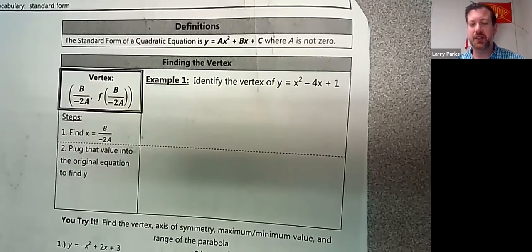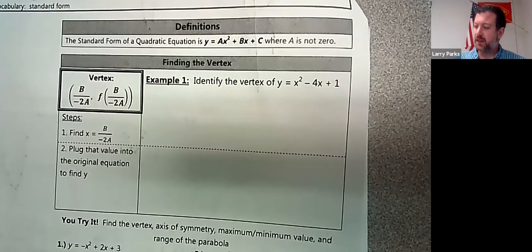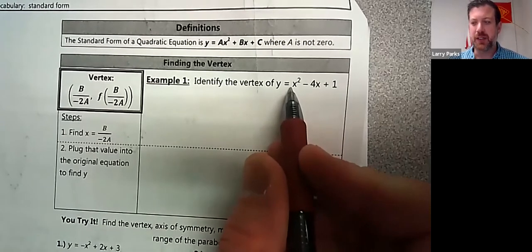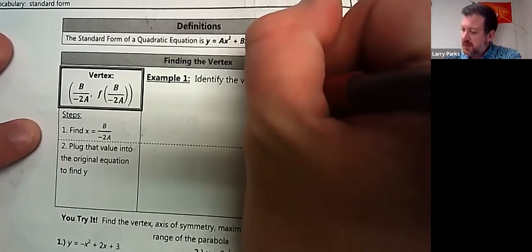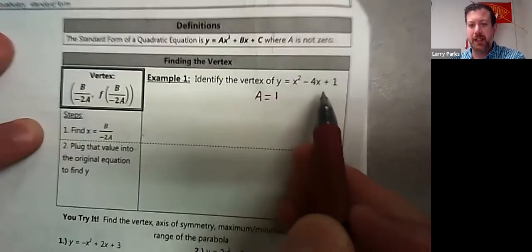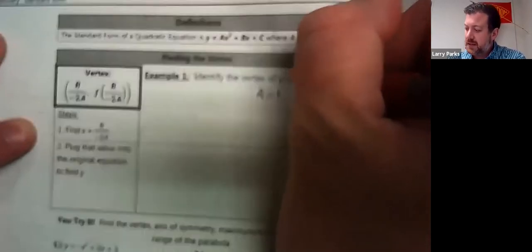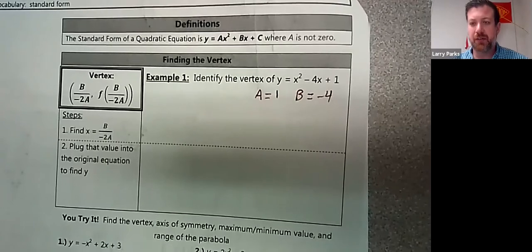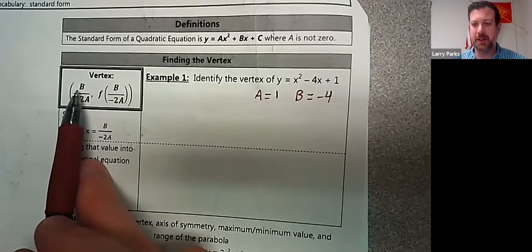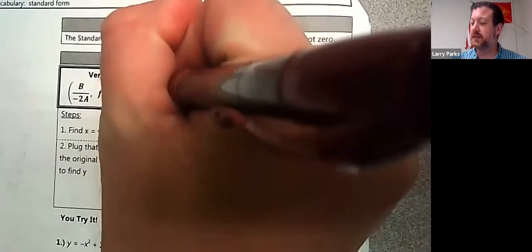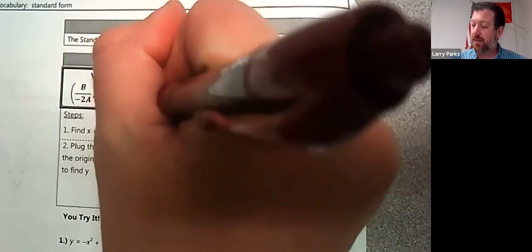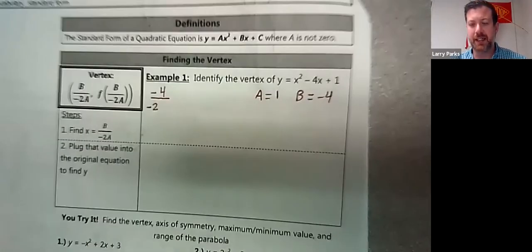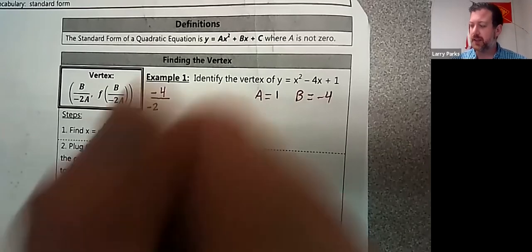So let's go ahead and start. Notice to find the vertex, I do not need to know the c value. So, and I guess I'll use capital letters. I'm used to using lowercase, but I would say A is 1. And then I would say B is -4. And then I would plug into the formula that says you take your b, put it on top of the numerator. Okay, I could do that. And notice it has a -2. And then I multiply that by a, which is 1.